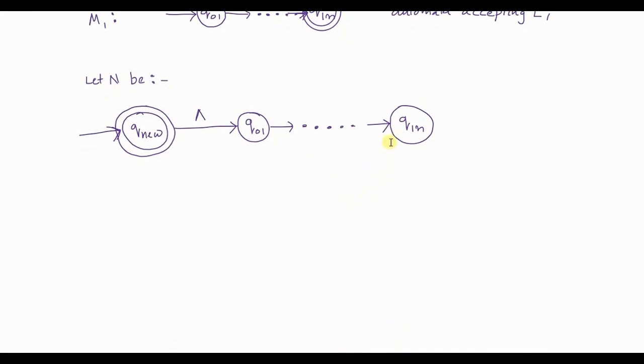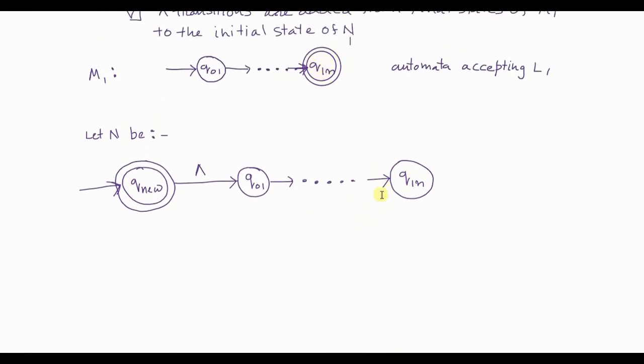So, which was the final state of M1? It was Q1N. Now it is no longer a final state. So from this state, we are going to provide a null transition to the new initial and final state Q new. Now, if there were more final states for M1, from all those states, you would have provided a null transition to Q new. And this is how a new automata N recognizing L1 star is designed.